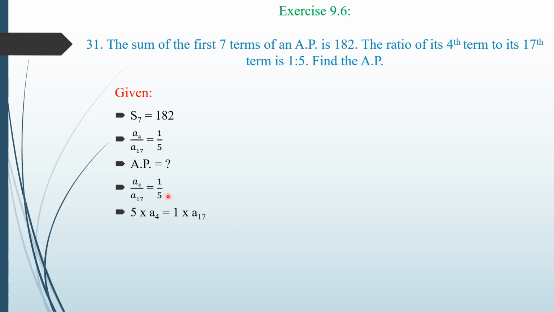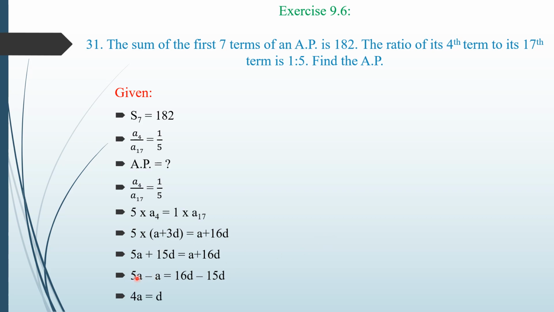Then we will have 5 into a4, that is equal to 1 into a17. Now we know that a4 can also be written as a plus 3d, and similarly a17 can also be written as a plus 16d. When we multiply this 1 with a17, that is going to remain as a17 itself. Then when I simplify this further, multiplying 5 inside this bracket, that will be 5 into a is 5a plus, then 5 into 3d is 15d, that is equal to a plus 16d. When I further simplify this, taking all the like terms on one side, that is going to give me 5a minus a equal to 16d minus 15d.